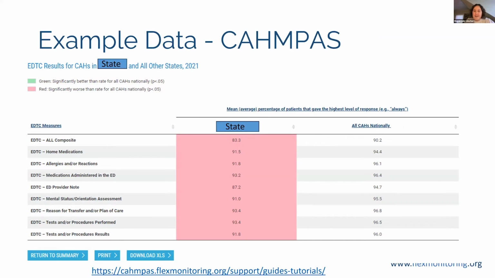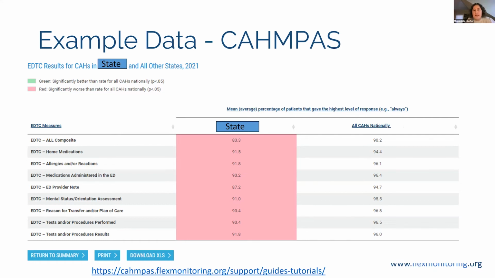So here, the red indicates that this state's hospitals are performing lower than hospitals across the country. So statistically significantly lower than all other hospitals nationally. So this is EDTC data. So thinking about how you use data specific to your state, where it shows how you're compared to other hospitals nationally. You can see that this state has some opportunities for improvement.